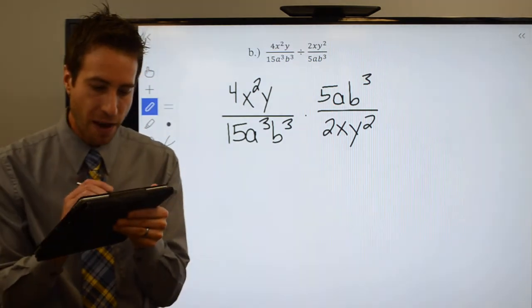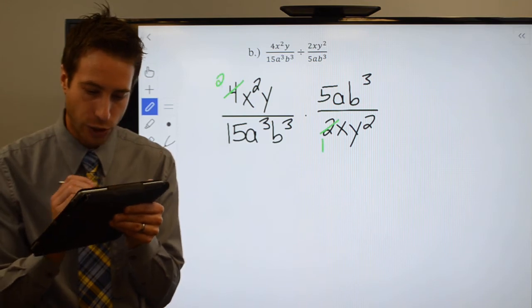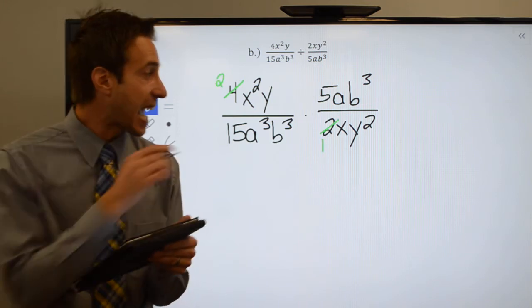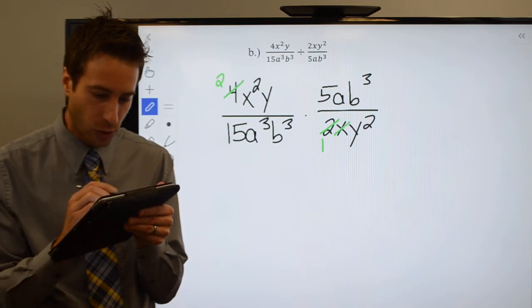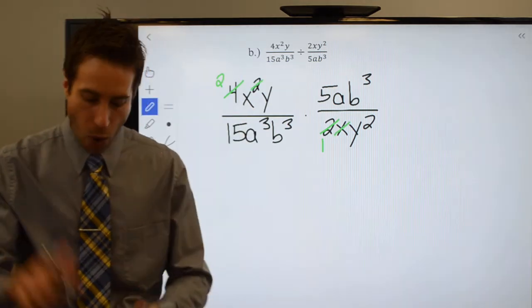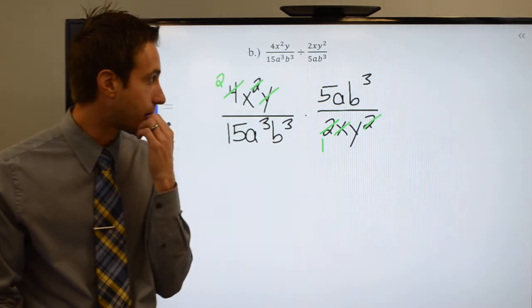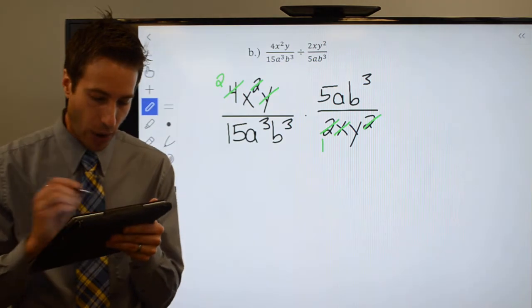So let's do that. 4 and 2, absolutely. Those will reduce to a 1 and a 2. The x in the bottom will cancel with the x in the top, leaving me with 1x left over. The y in the top will cancel with the y in the bottom, leaving me with just a y down here. All right, let's go the other way.